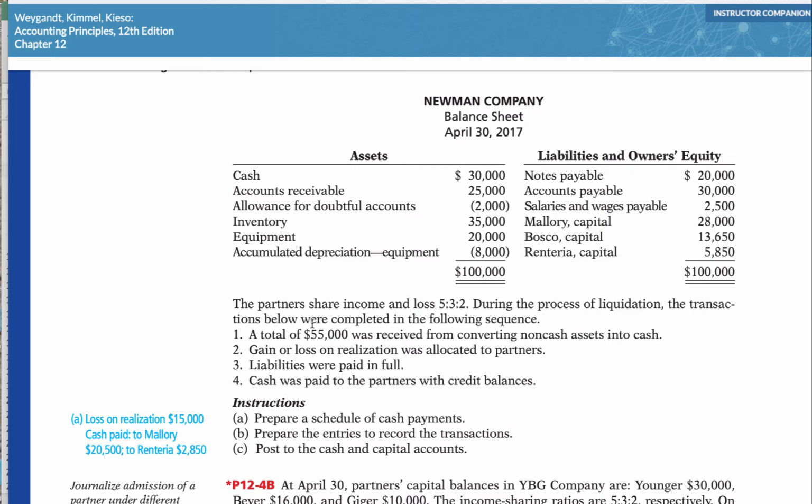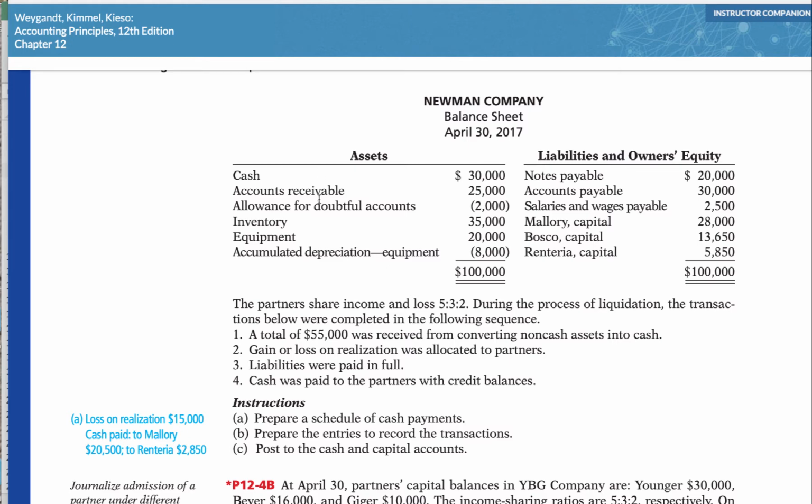Well, basically what we're doing here is we're taking all the assets that are in the partnership, we're selling them, we're getting cash for them. From that cash, we're going to pay off the liabilities, people that we owe money to. From there, we're going to determine, do the owners have a credit balance in their capital account or a debit balance in their capital account? If they have a credit balance, then we're going to pay cash to those owners. Okay, so let's go ahead and run through this pretty quickly.